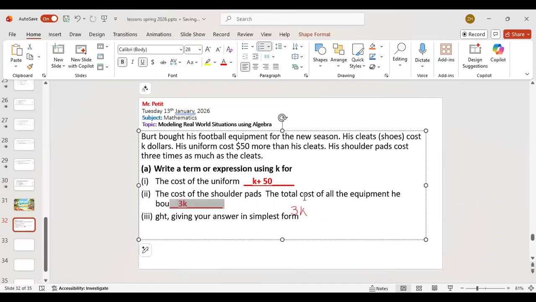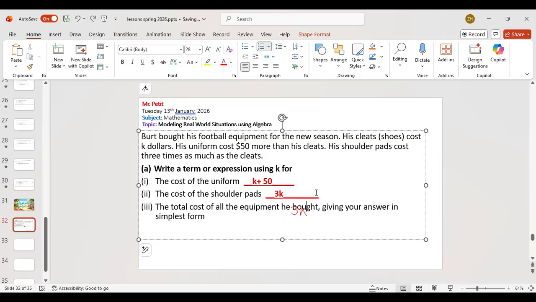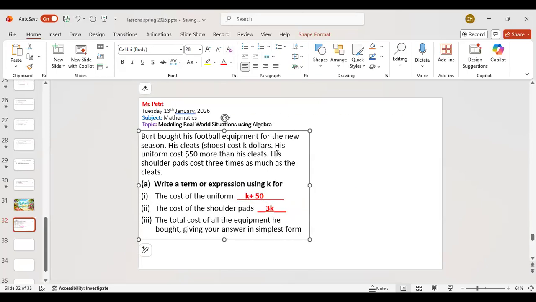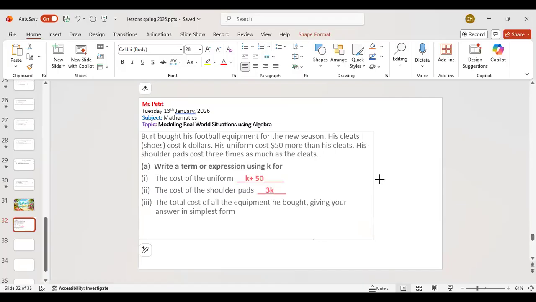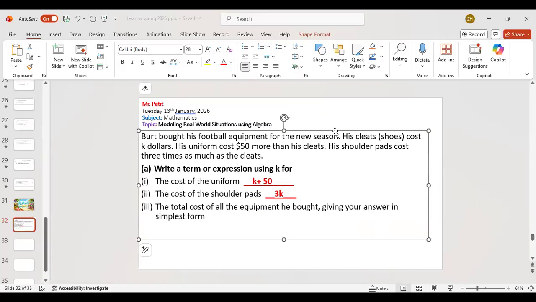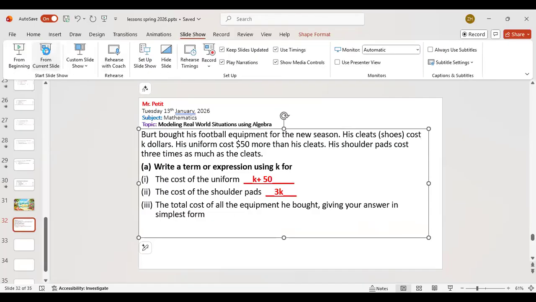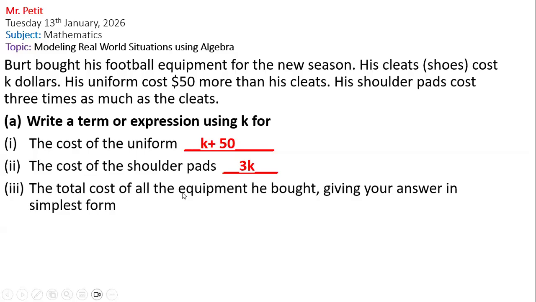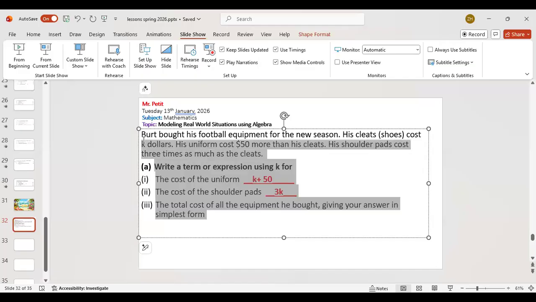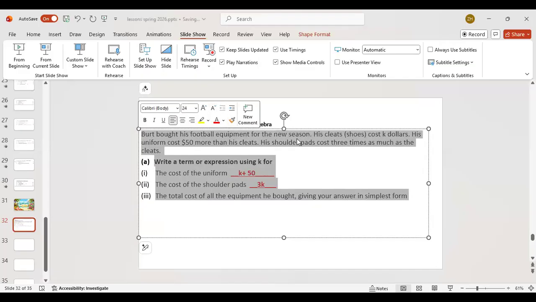Now, what they want us to do is combine all of them together. So let's go ahead and do that. We want to find the total cost of all the equipment he bought, and our answer must be in simplest form. Tell me what you get.